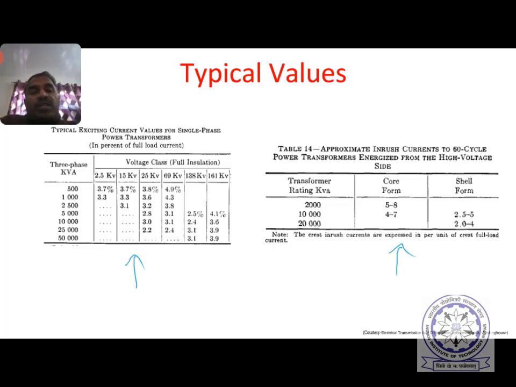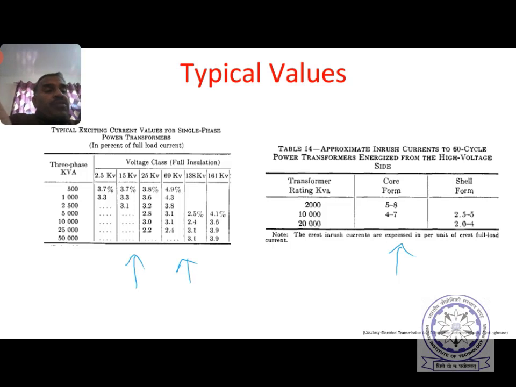So you can see 3.7 for the 2.5 kV voltage class, 3.7 to 3.3 percentage. Percentage means if you express in per unit, 0.03 is the exciting current, means no load current. More or less the magnitude of no load current, you can see around 3.9 percentage, means 0.039 per unit only. That is the value of exciting current.